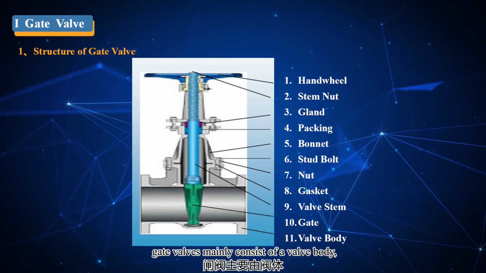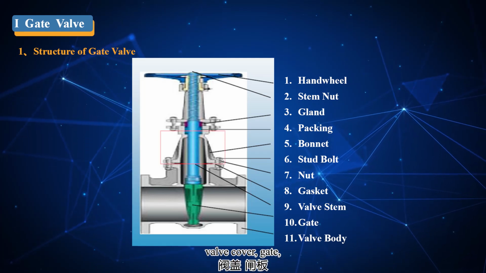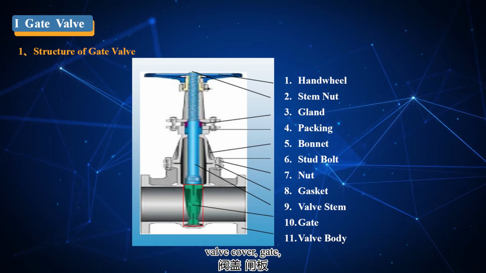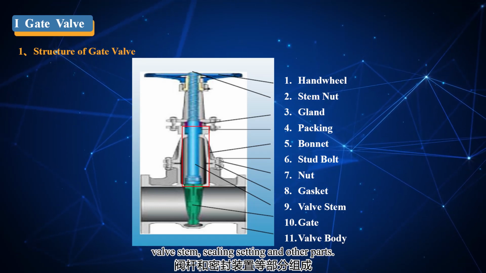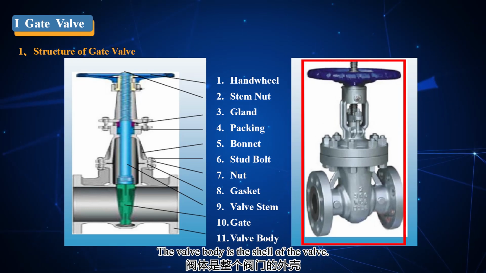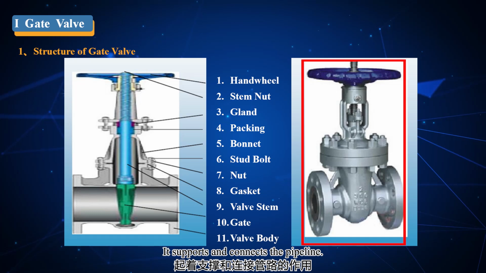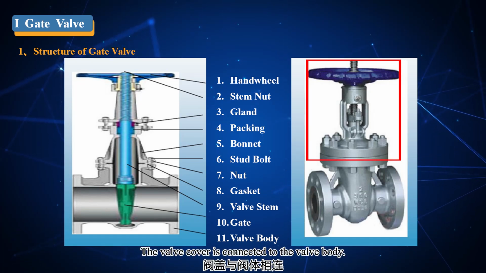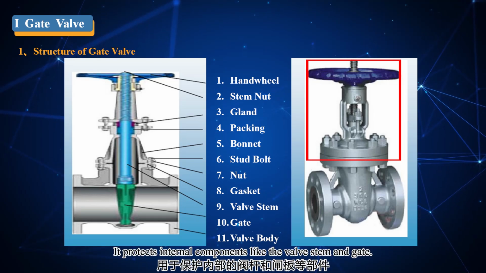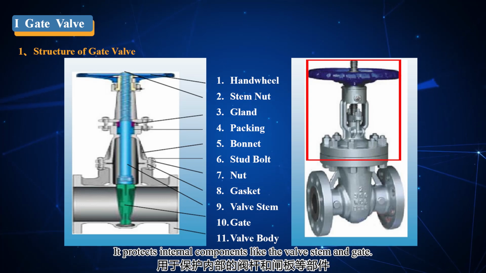Structurally, gate valves mainly consist of a valve body, valve cover, gate, valve stem, sealing setting, and other parts. The valve body is the shell of the valve. It supports and connects the pipeline. The valve cover is connected to the valve body. It protects internal components like the valve stem and gate.